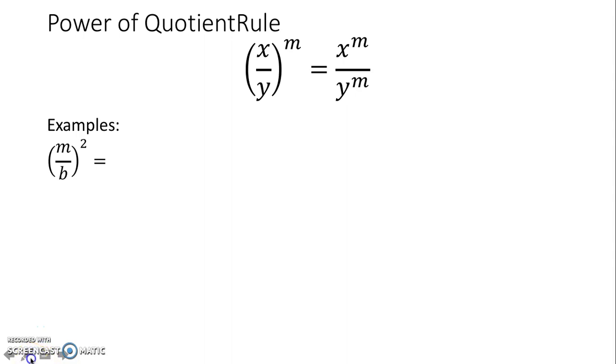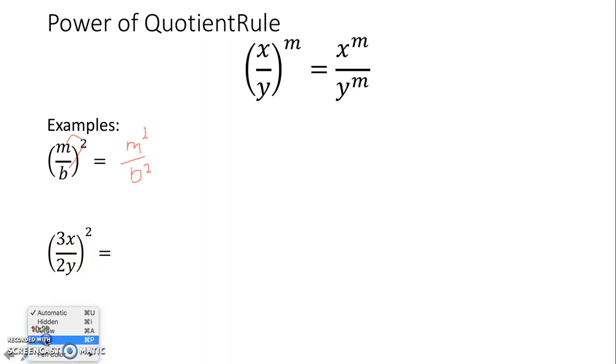So our first example, we have m over b to the second power. We need to distribute that 2, or the squared, so it's m squared divided by b squared. Simple as that.